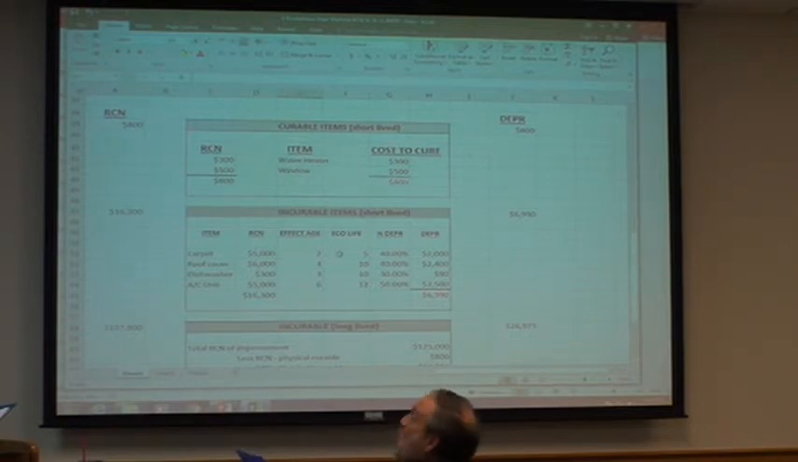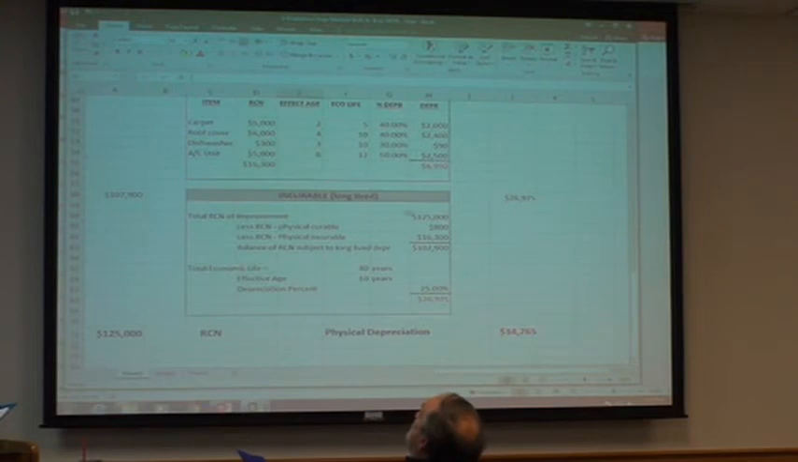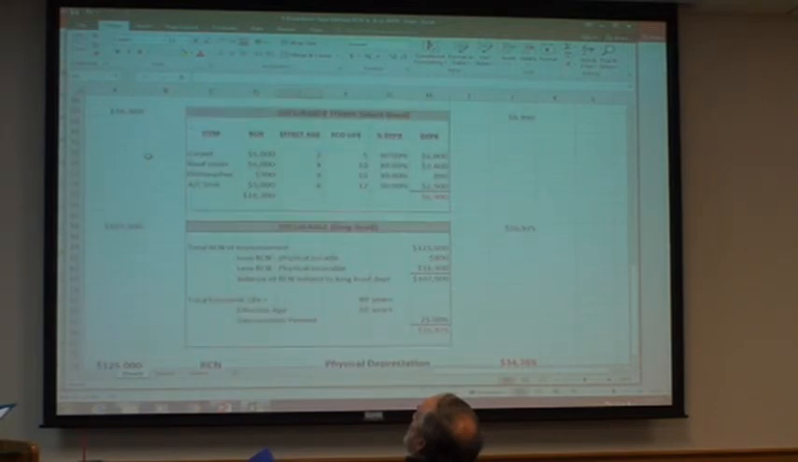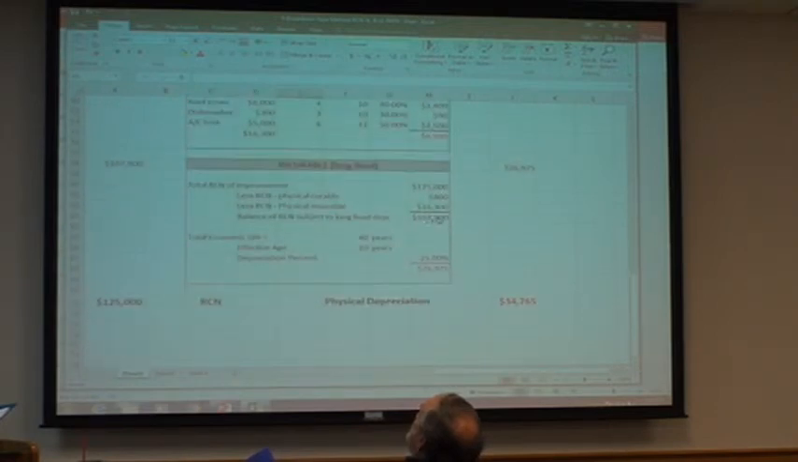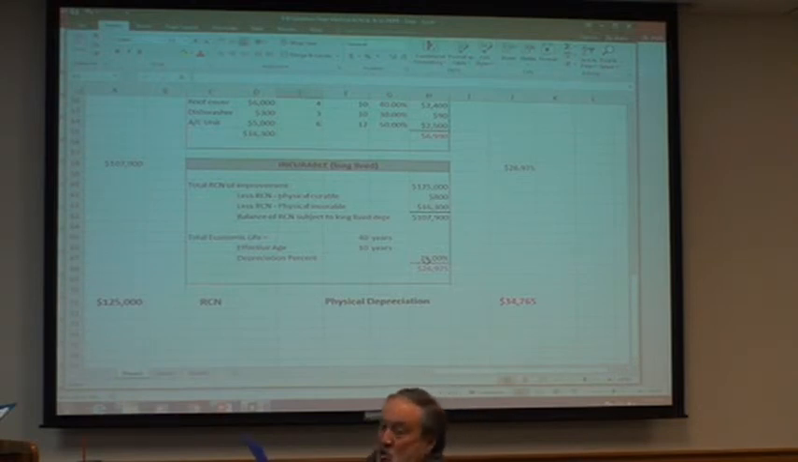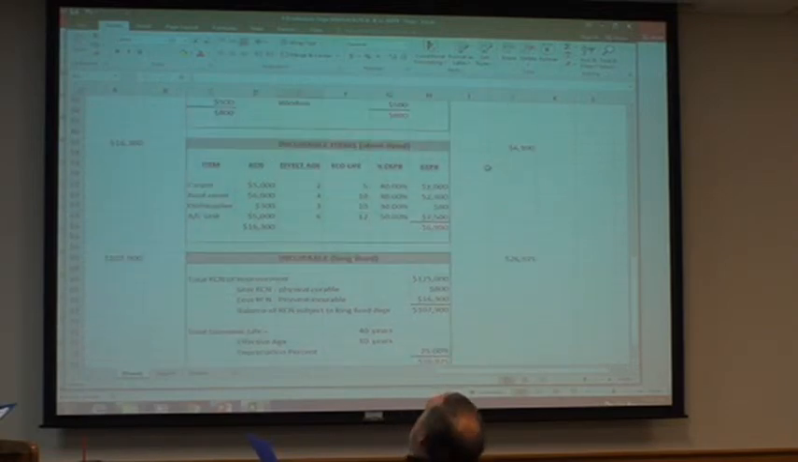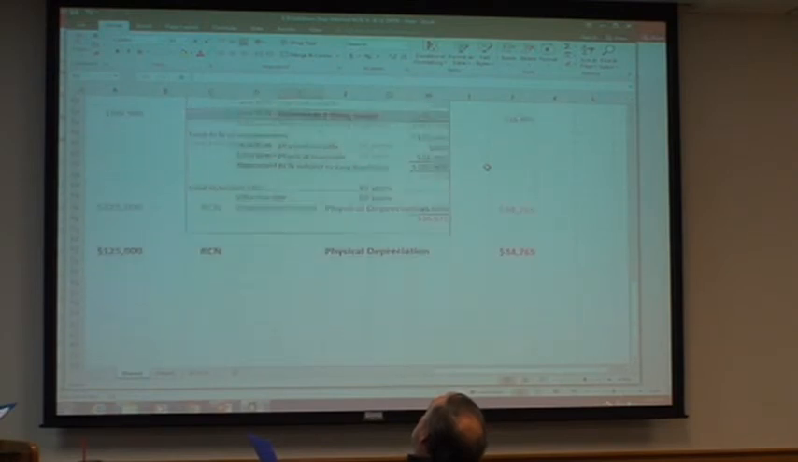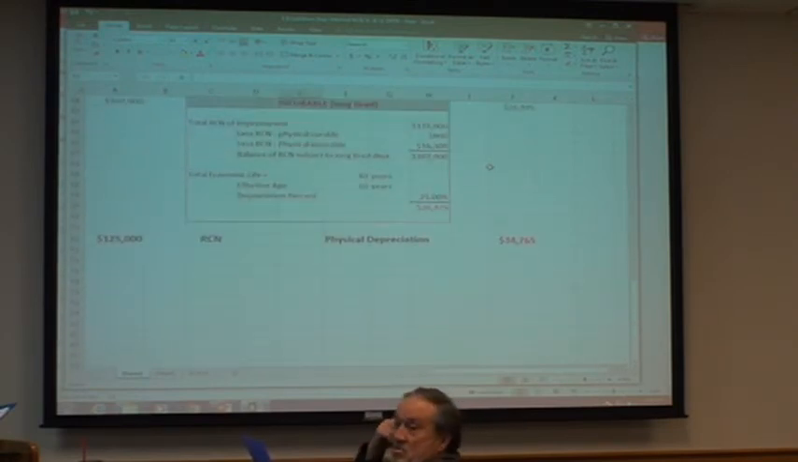We get to the incurable long-lived now. Originally our RCN was 125. Take out the 800 from our short-lived physical curable. We take out our 16.3 from our incurable short-lived, so we get a 107.9 for the bone structure. We got effective age of 10, economic life of 40. We got 25% incurable long-lived based on the bone structure, which is 26,975. And we add that back to the 6,900 and 800. So our total physical depreciation is 34,675.